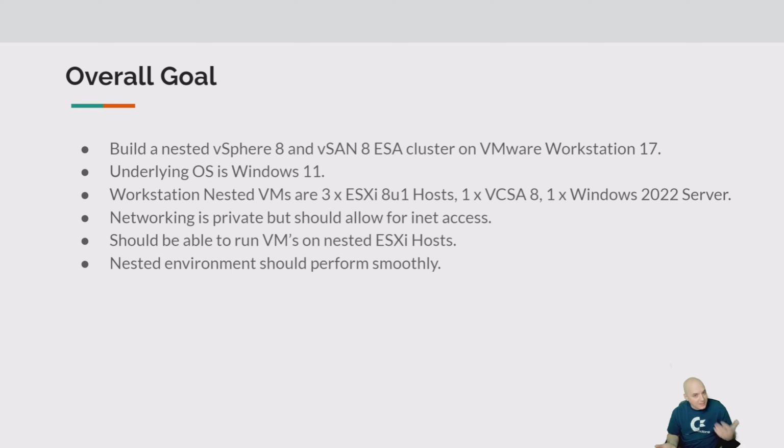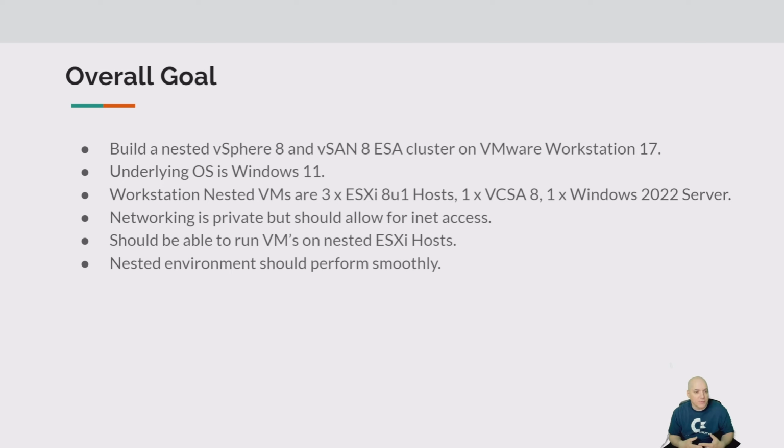And I wanted to do it nested to just try to see, how does it perform? What does it look like? I have no experience with it. So I thought I would try it in a nested cluster first, all right? Underlying OS is Windows 11. Nested VMs are going to be 3 ESXi version 8 U1 hosts, VCSA 8, and 1 Windows 2022 server.